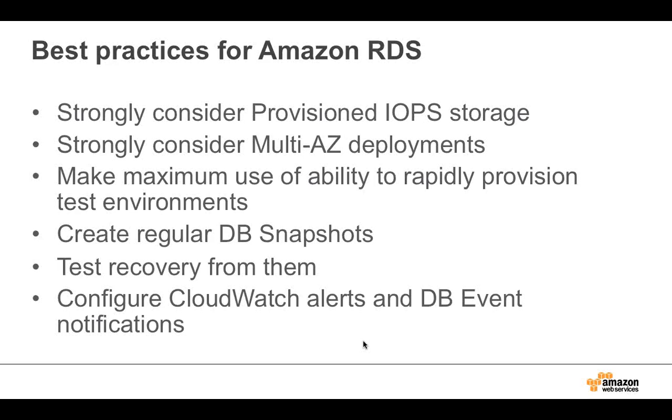recoveries from them. Finally, we encourage you to configure notifications of various types. There are two kinds of notifications available for RDS. One of them is CloudWatch, which lets you know about load thresholds. If you're running cross-region read replicas, for example, it'll let you monitor the lag in the replicas from one region to another. You can also configure yourself to receive database event notifications, such as planned maintenance activities and failovers. Make sure that these are all set up for you.